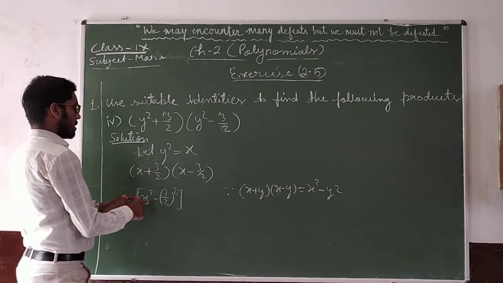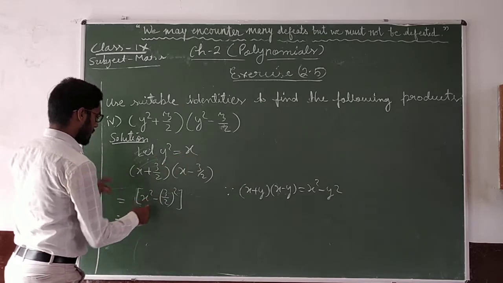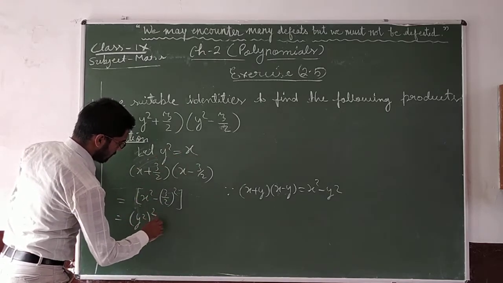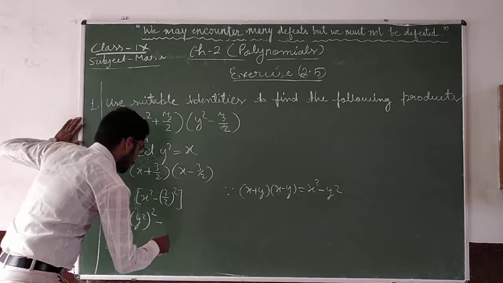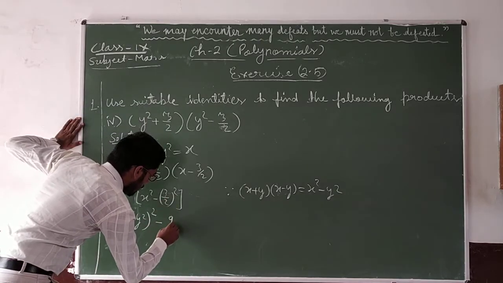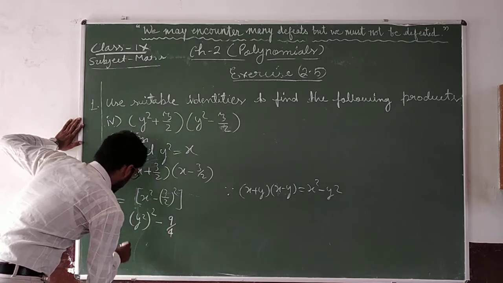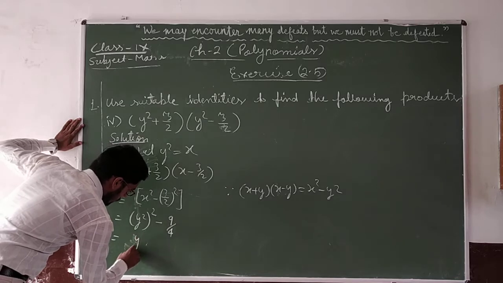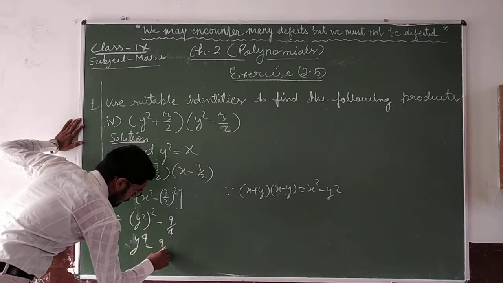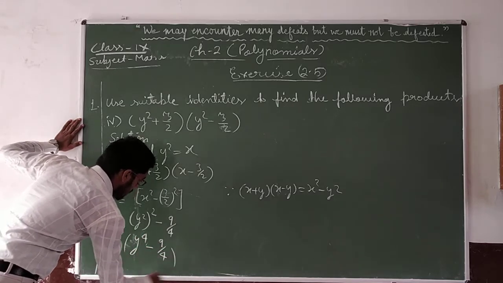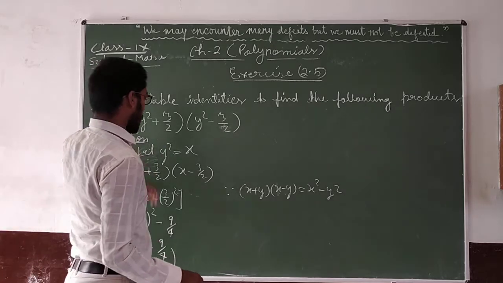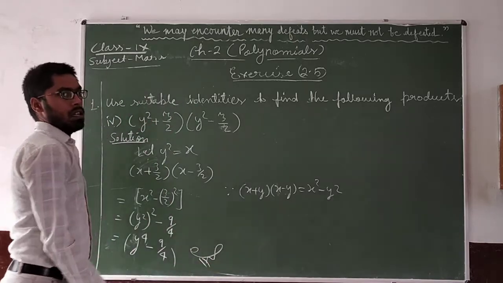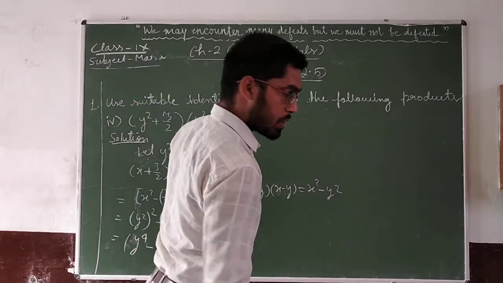Then write y square in place of x, then it will be y square the whole square minus 3 3s are 9 by 4. It means y to the power 4 minus 9 by 4. Okay, that is the product, and it will be your answer. Let us solve next question.